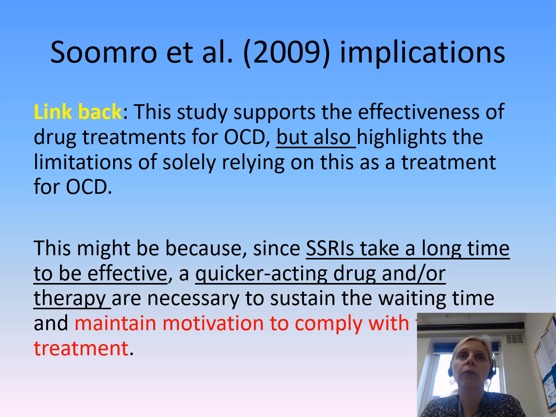It supports the effectiveness of drug treatment for OCD because 70% of patients did have symptom reduction, but highlights the limitations of solely relying on this treatment. The majority of patients had an improvement when SSRIs were combined with either a talking therapy or an alternative treatment. This might be because, since SSRIs take such a long time to be effective, a quicker acting drug and/or therapy are needed to maintain that motivation.